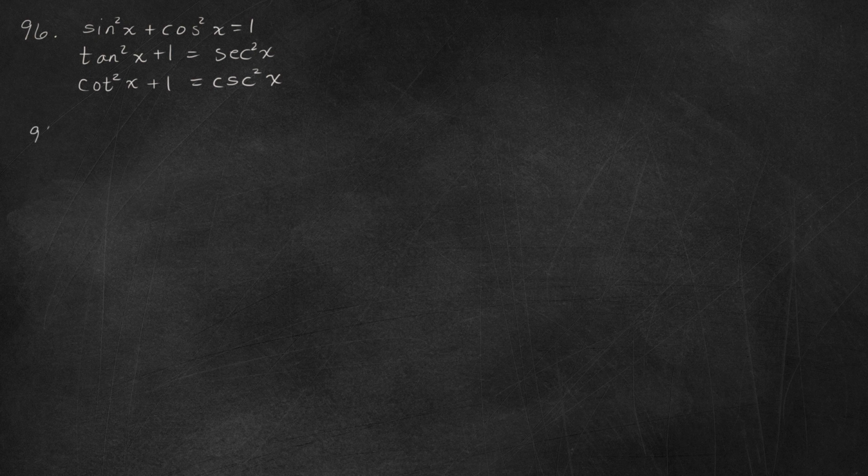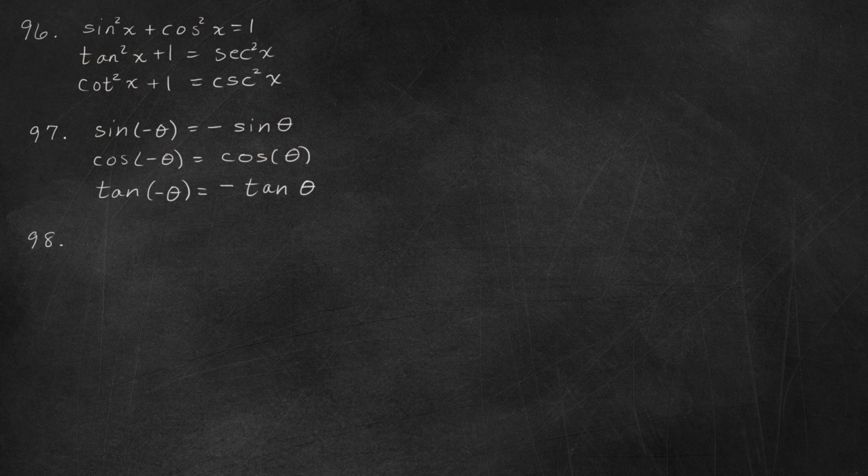Number 97 are even odd properties. Sine is an odd function, so the sine of negative theta equals negative sine theta. Cosine is an even function, so the cosine of negative theta is just the cosine of theta. And tangent is an odd function, tan negative theta equals negative tan theta.